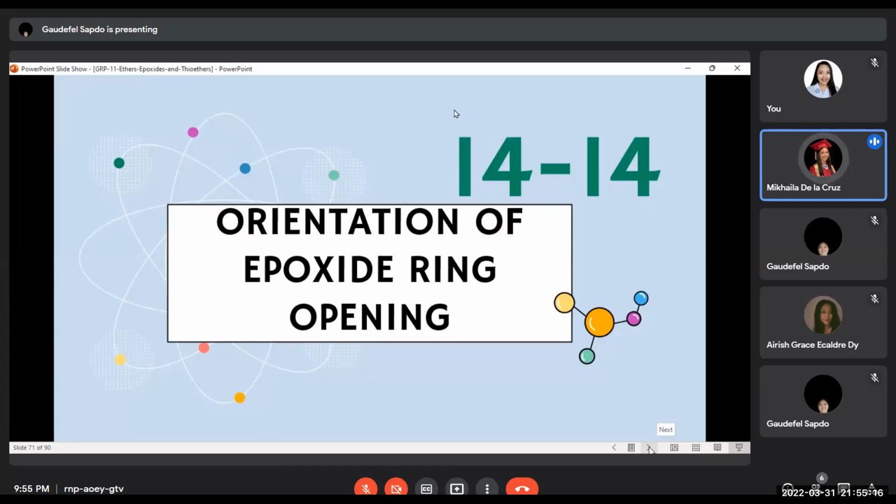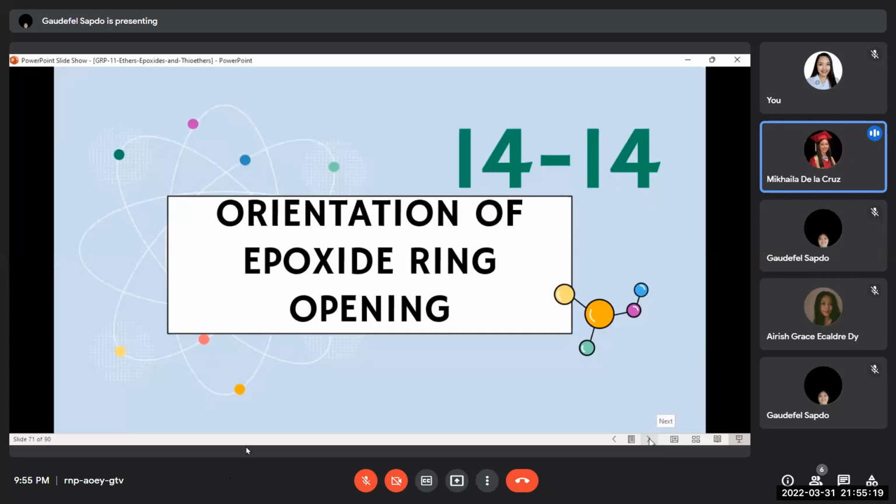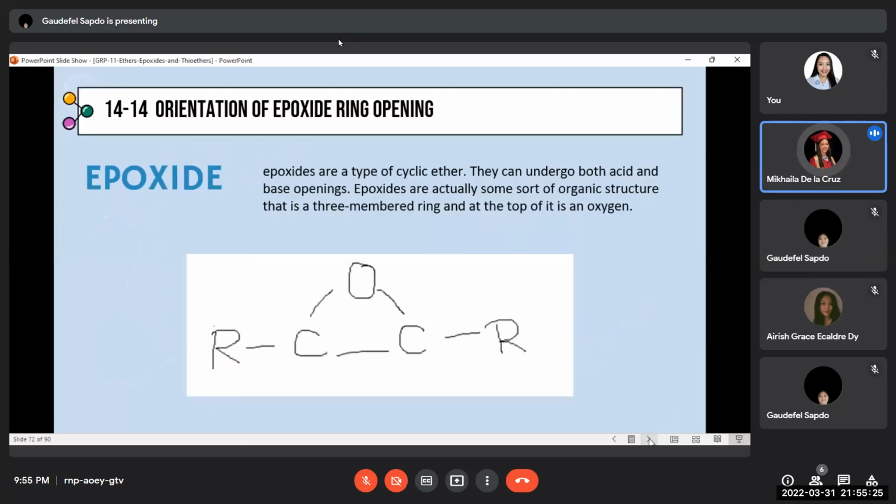So next is the orientation of the epoxide ring. To further explain what acid-catalyzed and base-catalyzed epoxide opening are, we first define what epoxides are. Basically, epoxides are a type of cyclic ether. They can undergo both acid and base openings. Epoxides are an organic structure that is a three-membered ring with an oxygen at the top. Here is an example of the structure of an epoxide, where R is another atom or molecule attached. So next slide, please.